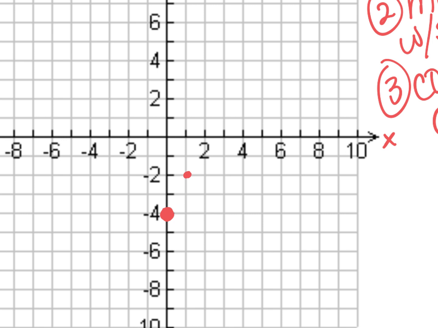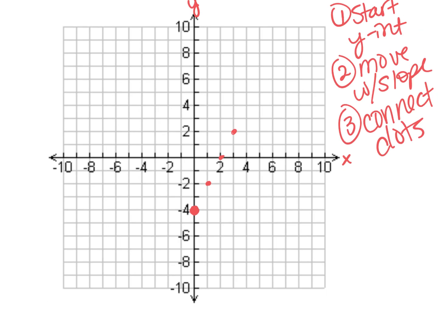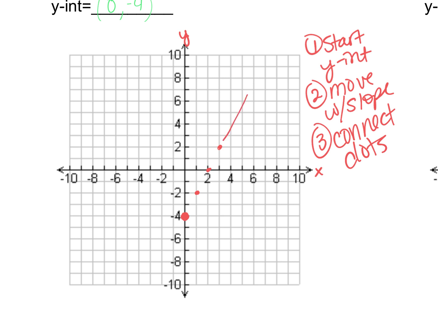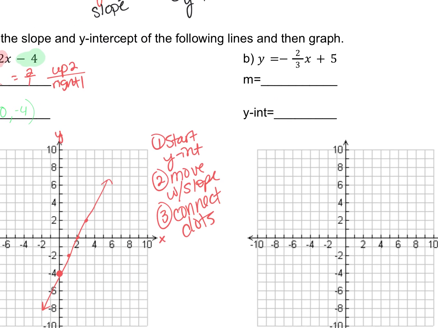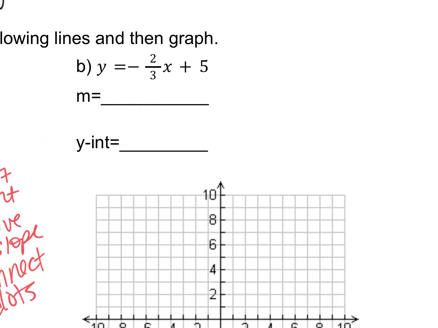Let's do it a few more times. From that point, we're going to go up 2, right 1, up 2, right 1, and that's plenty. Try to draw a line and make it as straight as you can. Mine's not that great, but it'll be okay. Then don't forget to draw your arrows. And we're done.